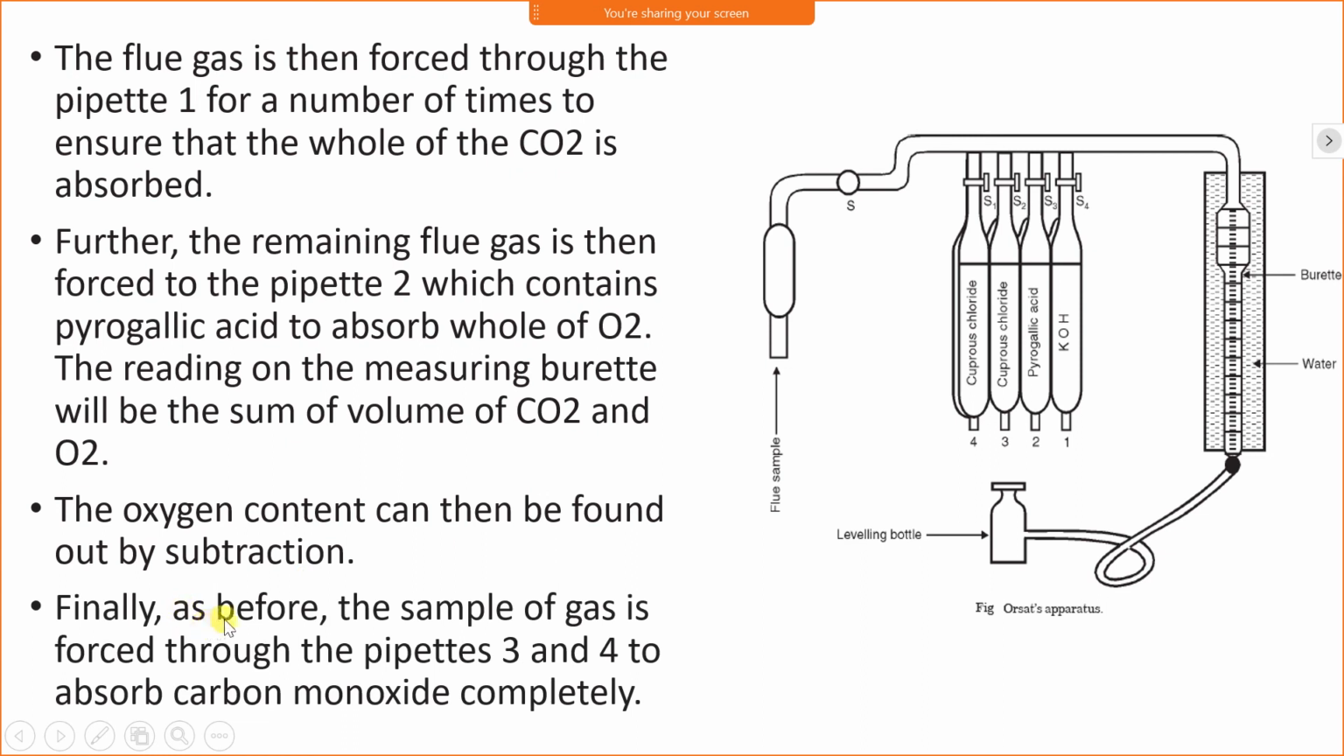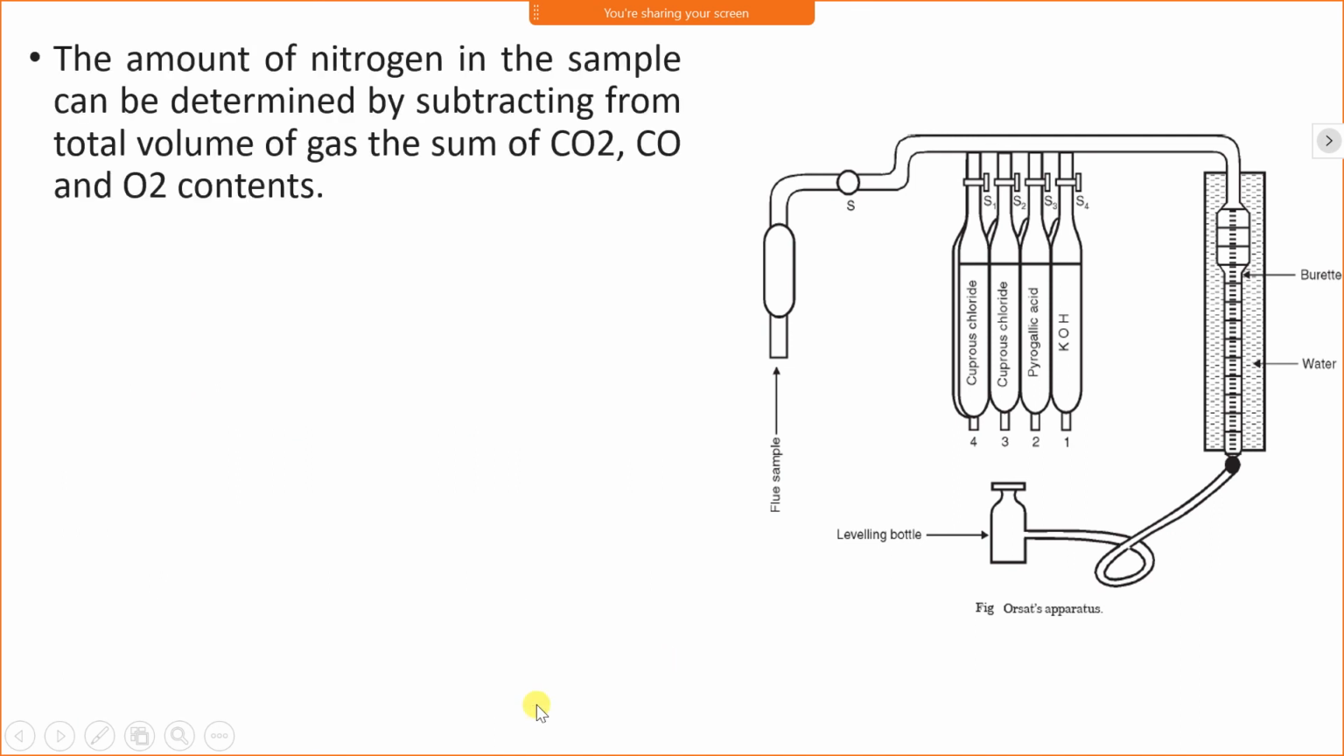Finally, as before, the sample of gas is forced through pipettes 3 and 4 to absorb the carbon monoxide completely. The amount of nitrogen in the sample can be determined by subtracting from the total volume of gas the sum of CO2, CO and O2 content. Before supplying gas to pipettes 3 and 4, we measured the nitrogen percent available in the fuel.